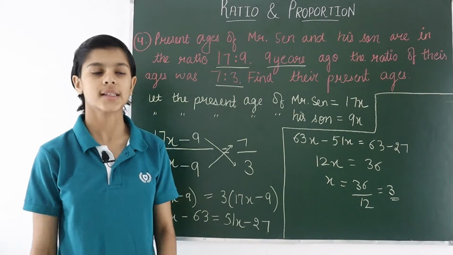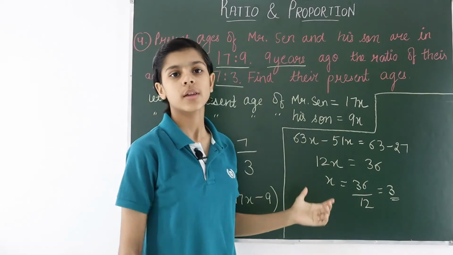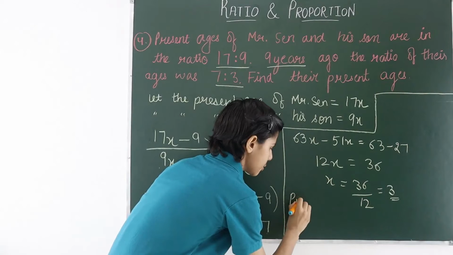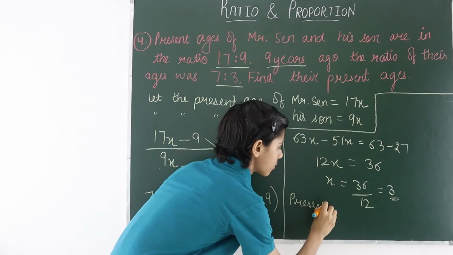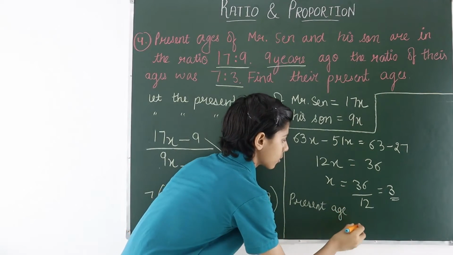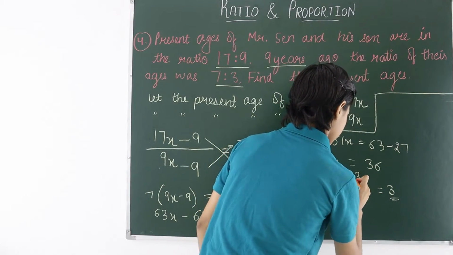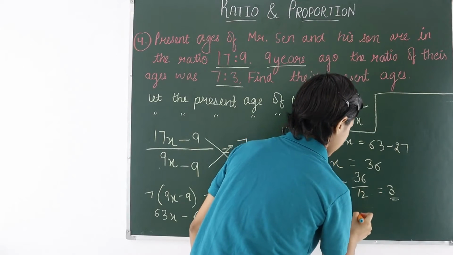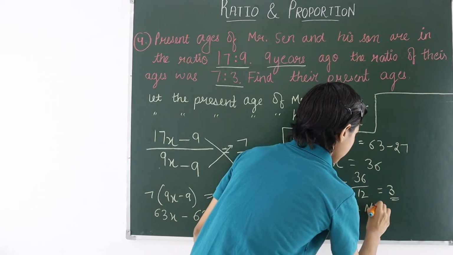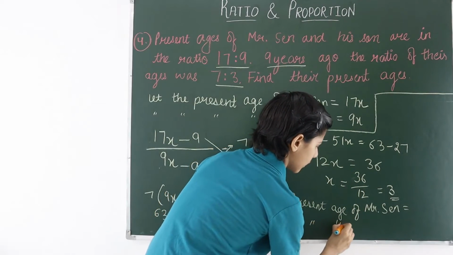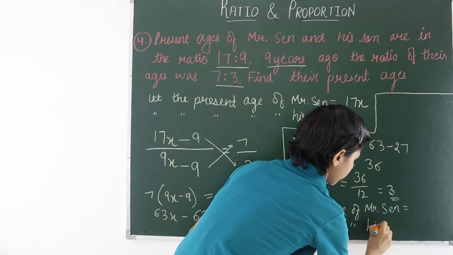Now we can get the present ages of Mr. Sen and his son also. So we will write here present age, present age of Mr. Sen, present age of his son.